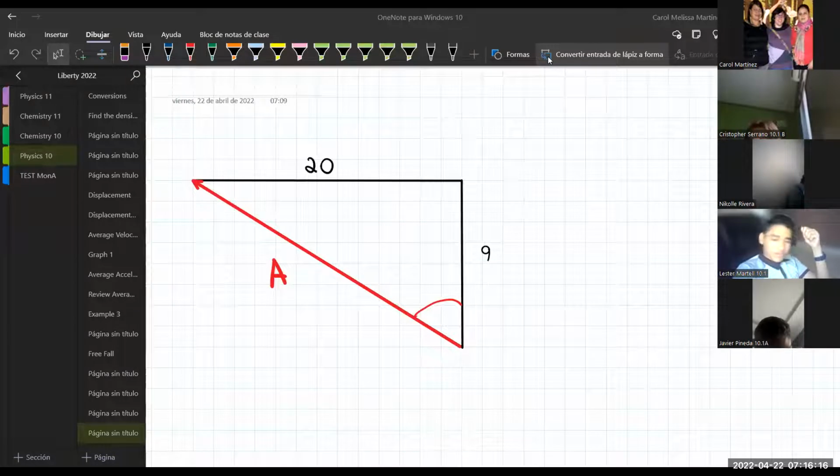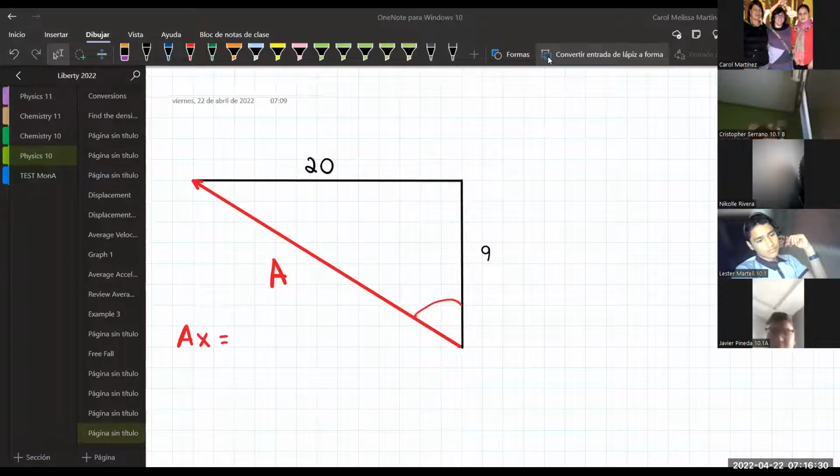From this hypotenuse, what is my horizontal component? 20. Okay, my horizontal component, I'm going to call it AX, because X represents horizontal, and is equal to 20. Very good. What is my vertical component? 9. Very good.